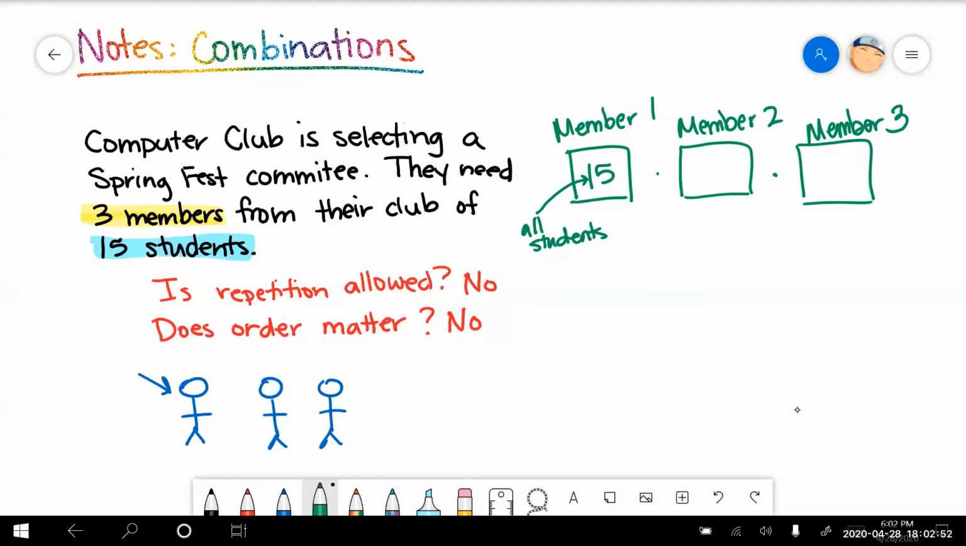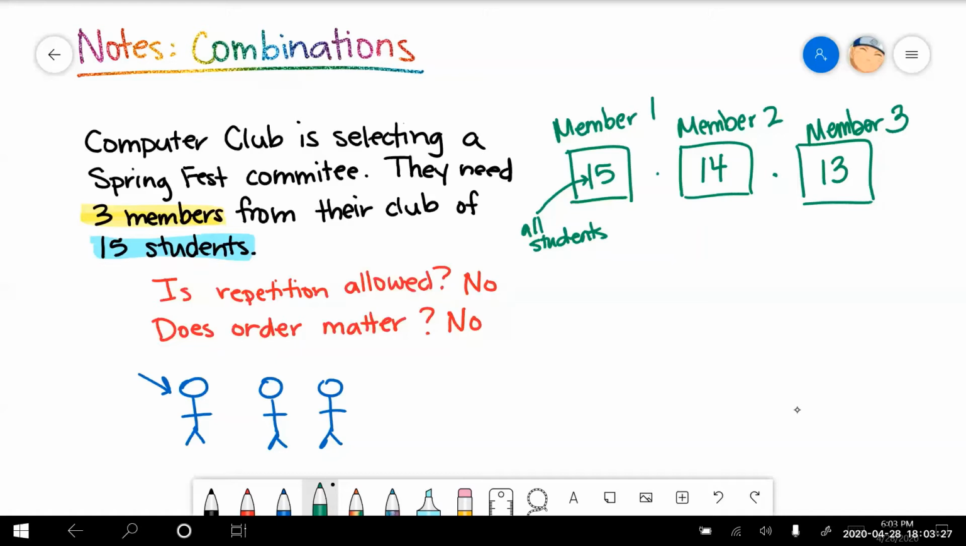So leaving Joe's name out, now how many papers do we have left? Hopefully in your imaginary bowl of names on slips of paper, with Joe out of the picture, we now have 14 students left. So this is starting to look a lot like the permutation stuff. So assume this is Sarah. Joe is selected, Sarah is selected, and then how many are left to choose from for member 3? That should be 13.